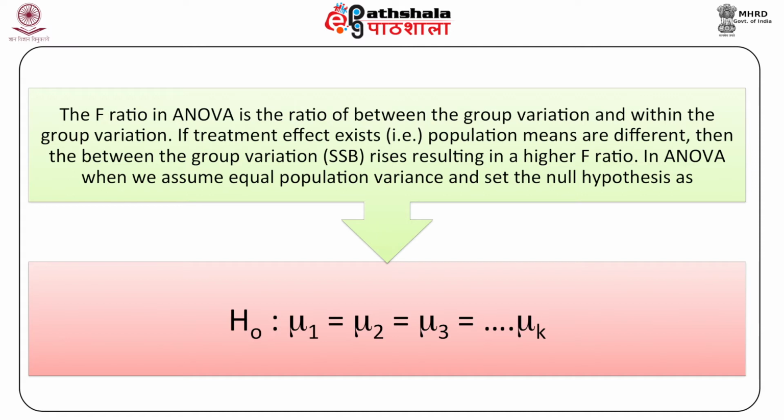In ANOVA, when we assume equal population variance and set the null hypothesis as H naught: mu1 equal to mu2 equal to mu3 and so on up to mu k, then both the within group mean sum of squares MSW and between the group mean sum of squares MSB can be shown to be unbiased estimators of population variance. Therefore, for the null hypothesis to be true, MSW is equal to MSB. But the greater the difference between the two values, the greater would be the conviction that the null hypothesis of equal means is not true. The formal test statistic in this case is the F ratio. Now, how do we define this F ratio? F is equal to MSB upon MSW, which follows F distribution with relevant degrees of freedom for the numerator and the denominator.